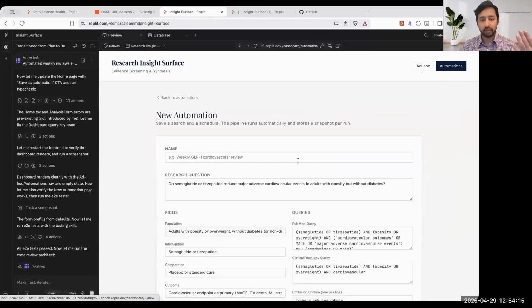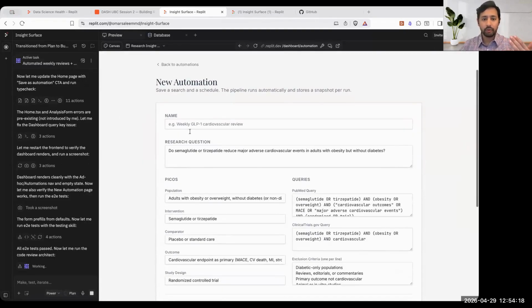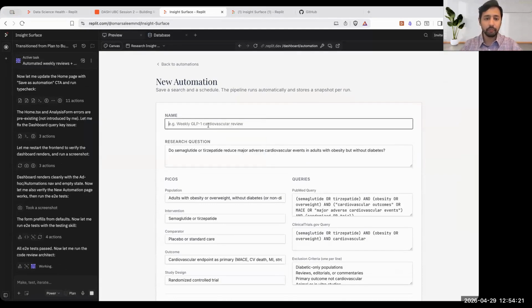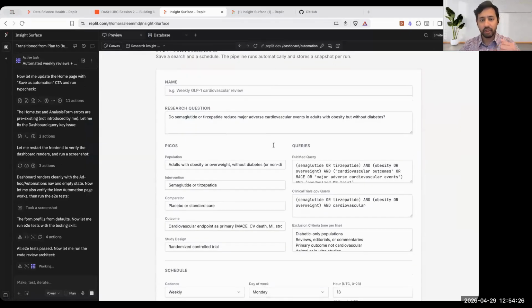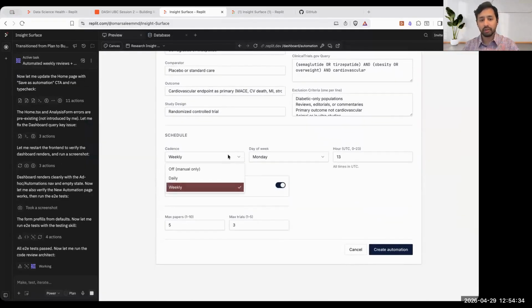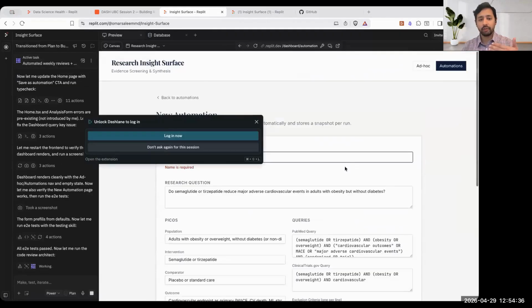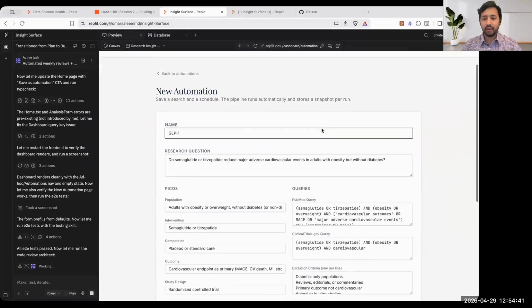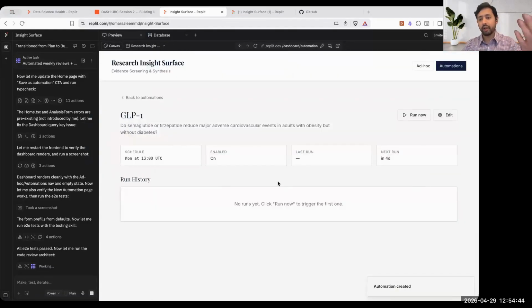For automations, we create our first automation. This is our weekly GLP cardiovascular review, and this is going to be focused on this area. And then this is the question. Once we do the automation, it'll run weekly. So now it's going to be running every Monday at 1 p.m. UTC, and every Monday you'll get a whole list of all the papers that were done.